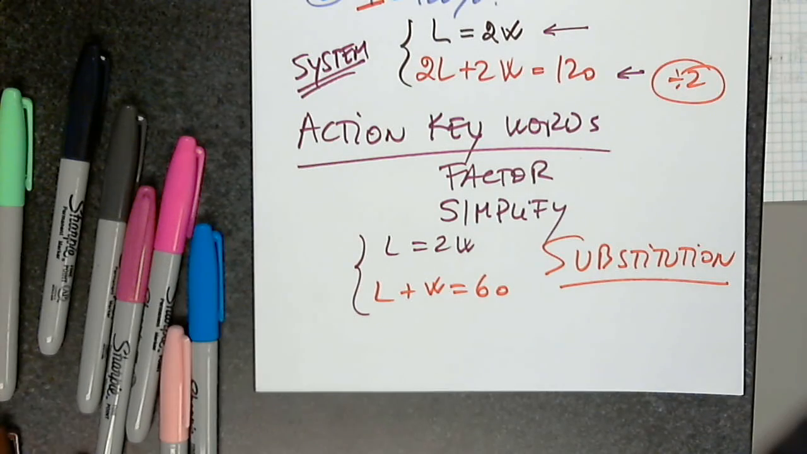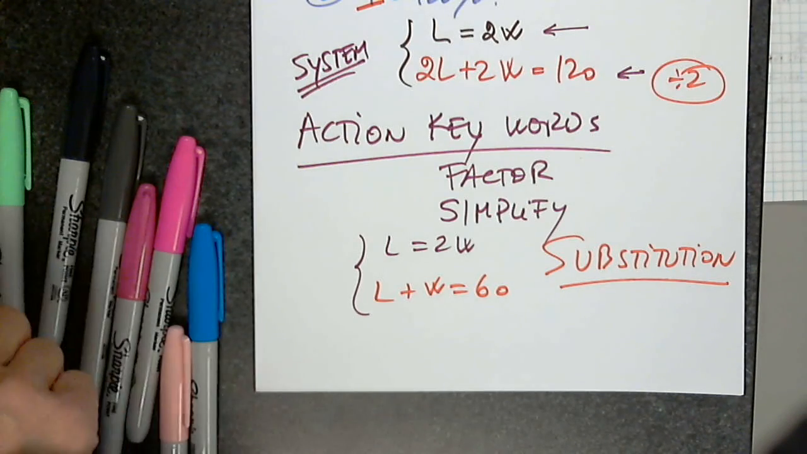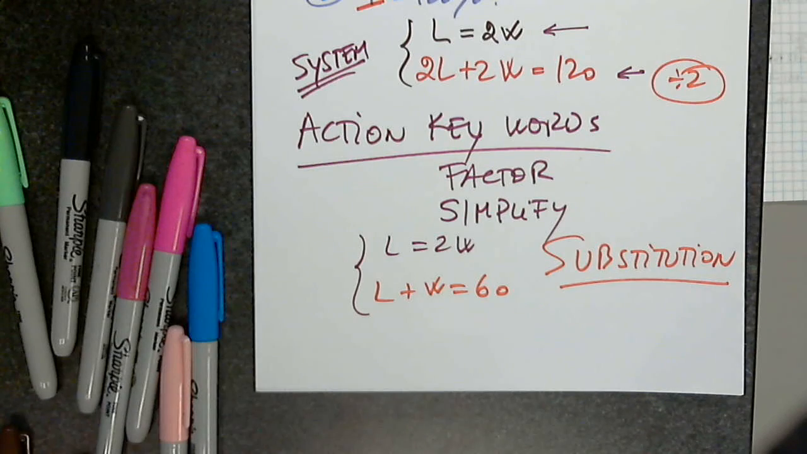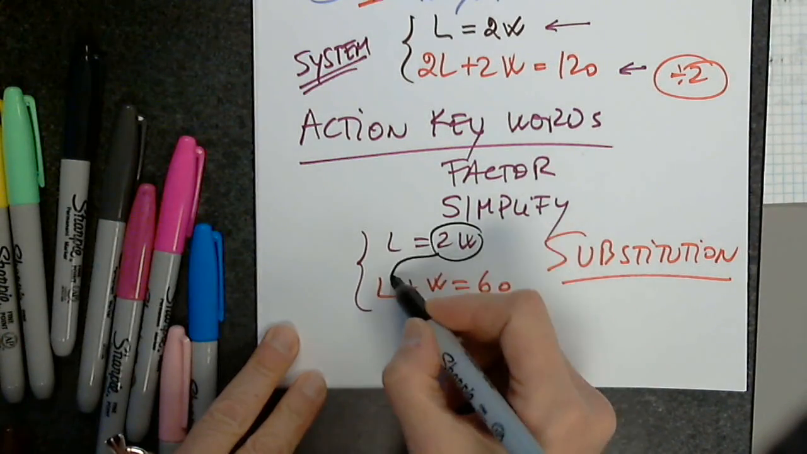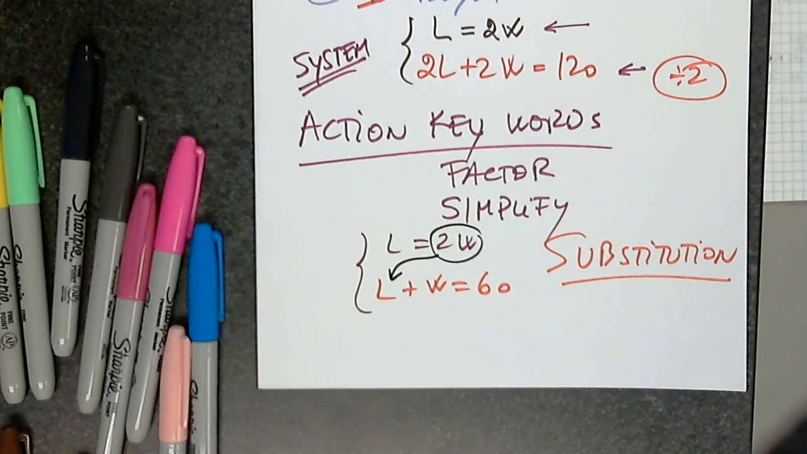What do I substitute and where? What do you think I would do next? A wild guess. Shouldn't be that bad. Substitution means replacing, right? I substitute this with this. With what and where? L with 2W. Exactly. Right here. L equals 2W.